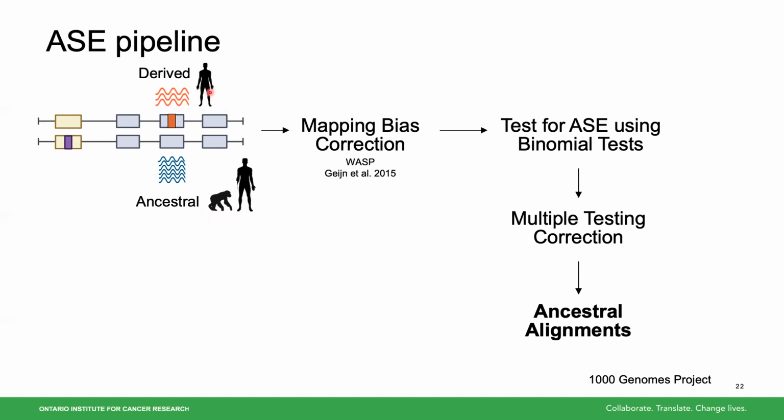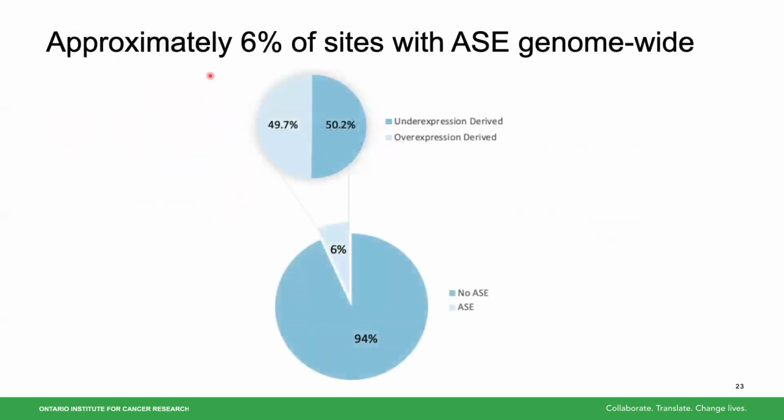This is important for the directionality of ASE because moving forward, I'm going to refer to it as overexpression or underexpression of the derived allele. So to give you an idea of genome-wide ASE, I've tested approximately 3 million individual SNP pairs, and I've found that about 6% have significant ASE. And of that 6%, it's quite equal in terms of those that over and underexpress the derived allele.